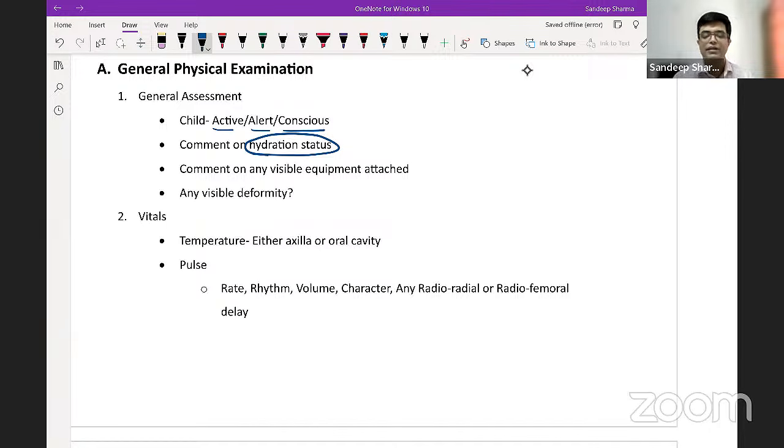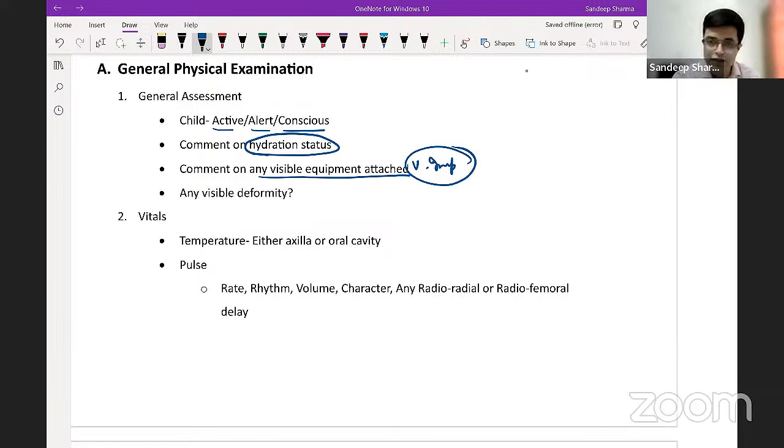So you will comment upon the hydration status, particularly in GI cases and malnutrition cases. Then you will comment on any visible equipment attached to the child. Very, very important. Many times, when the child is admitted, the child may have an intravenous catheter inserted, or a feeding tube inserted, or the child may have a bandage. You need to mention it in the general assessment itself.